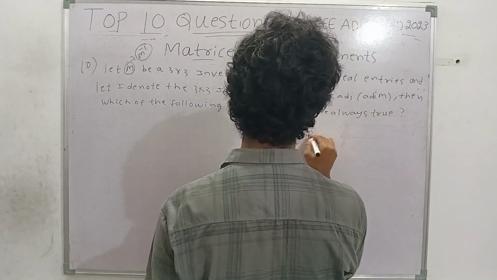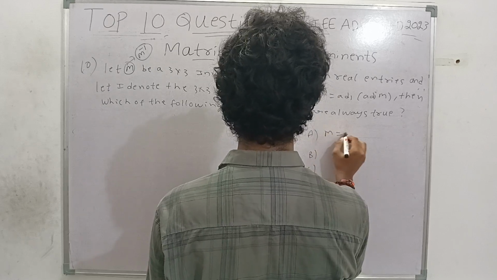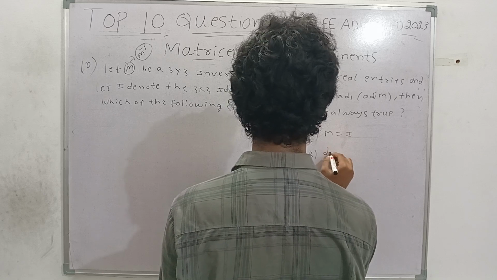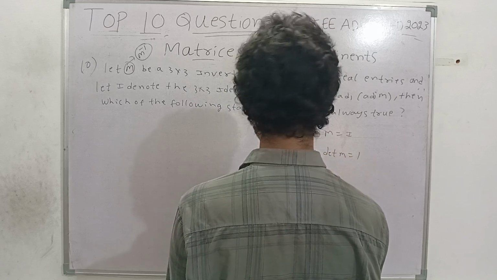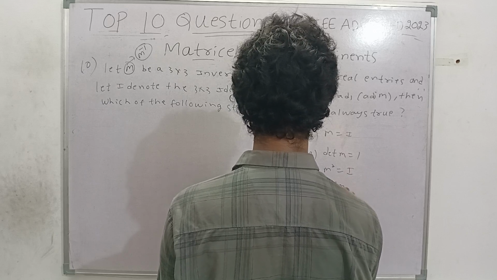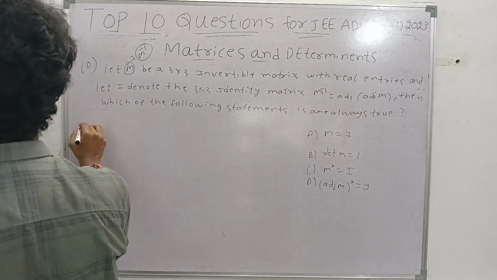They have given that this is a multi-correct question. A, B, C, D, 4 options are given. Multi-correct, so there may be more than 1 or 2 or 3 correct, maybe even all 4. You have to check carefully. M square equal to I and adjoint M whole square equal to I. Let's solve one by one.